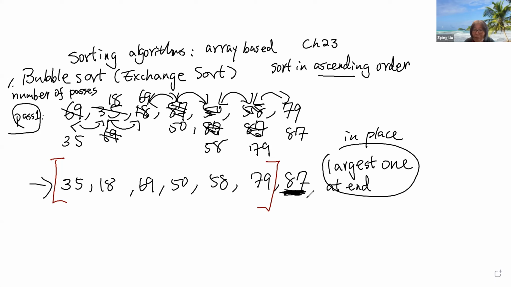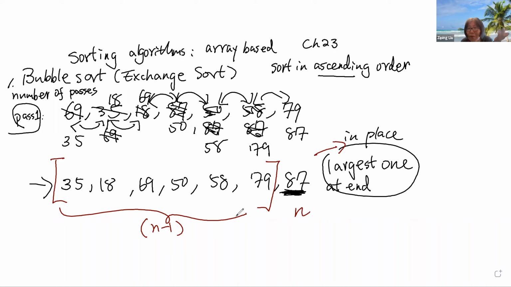Is it? Because this is already in place, then we can exclude it, but we still need to think about it. Suppose this is number n, then these n minus 1 numbers are not in order yet. So you still need to sort them. Then we can do the same thing: you can do pair by pair comparison, and if there is a need, then you can swap.